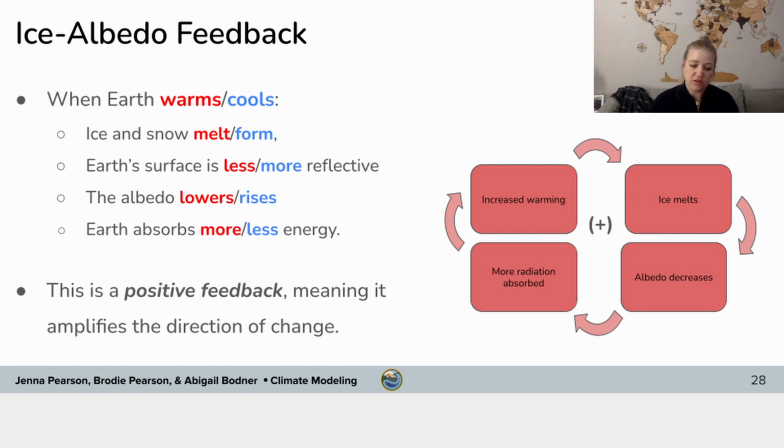When Earth gets colder, say from less insolation, more ice and snow form, making it more reflective, allowing less energy to be absorbed, and making Earth colder still. This is the essence of a feedback loop, and in this case, it's a positive one because the direction of change is amplified. That means that cold gets colder and hot gets hotter.